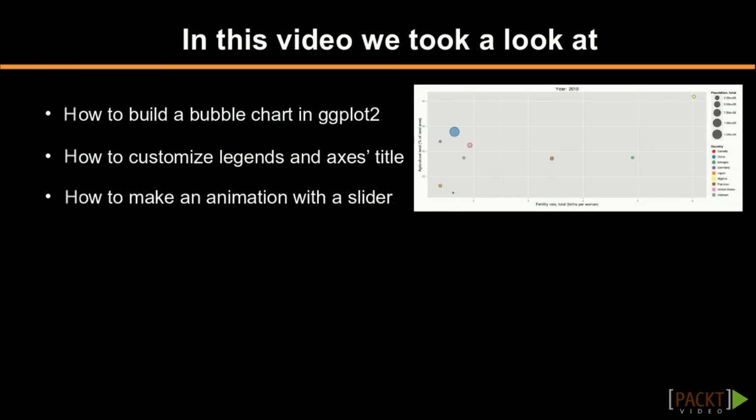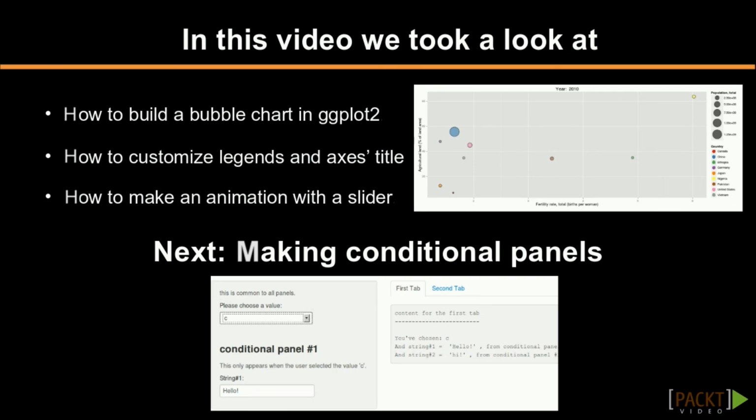In this video, we've seen how to build a bubble chart in ggplot2 with multiple layers, how to customize the legends, and how to make an animation with a slider. In the next video, we'll see how to make conditional panels.